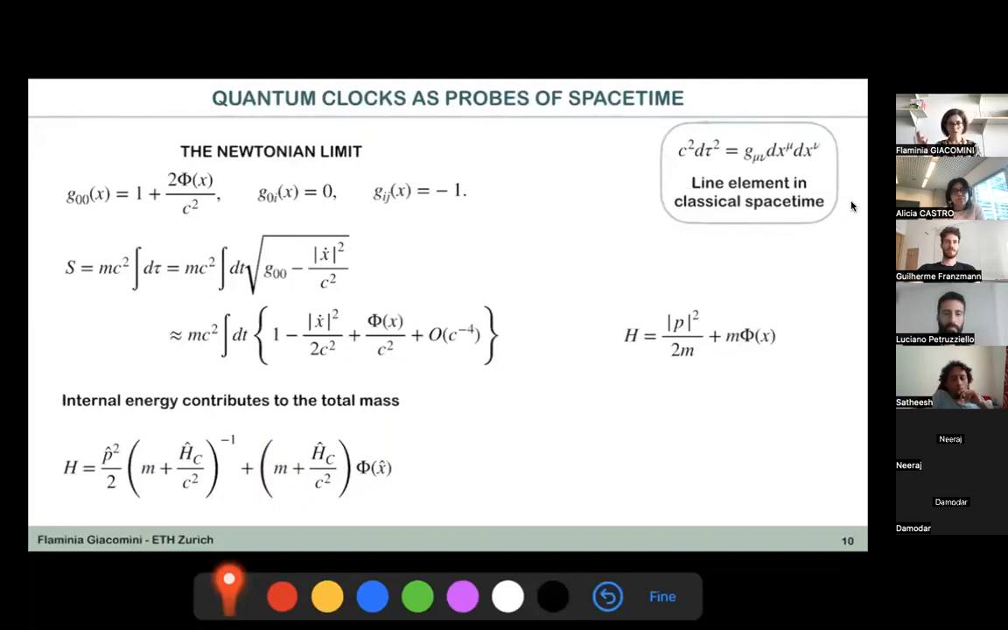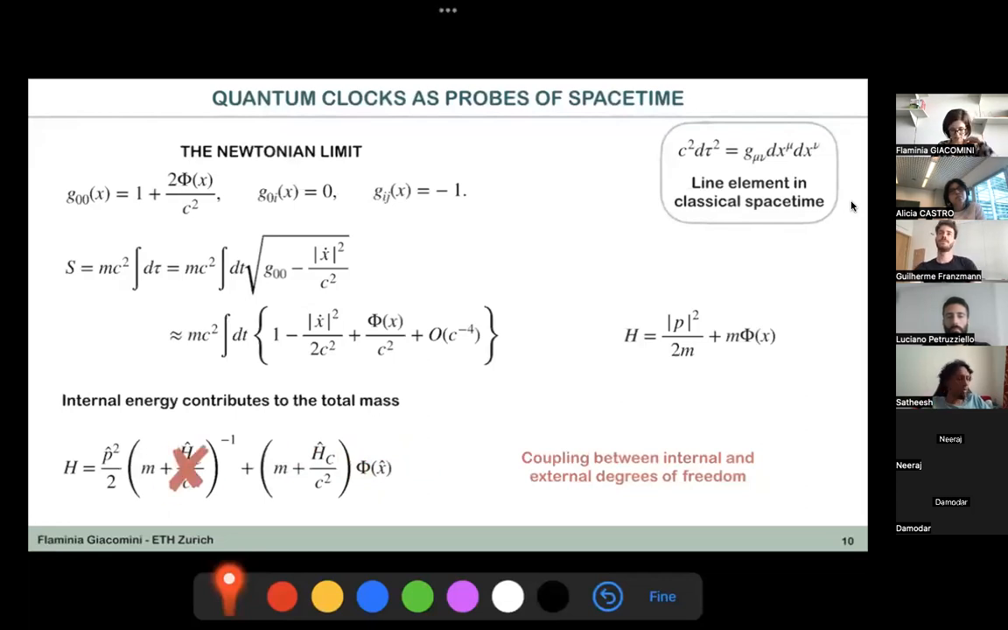Then for what follows, we want to consider just particles that move very slowly. So we want to say that basically this term is negligible. So the coupling between H and P is negligible. Already at this level, though, you see that adding a clock to the Hamiltonian of a quantum particle in the gravitational field leads to a coupling between the internal degrees of freedom of the clock and the external degrees of freedom of the clock. And then what I was saying before is that we want to neglect this term here.